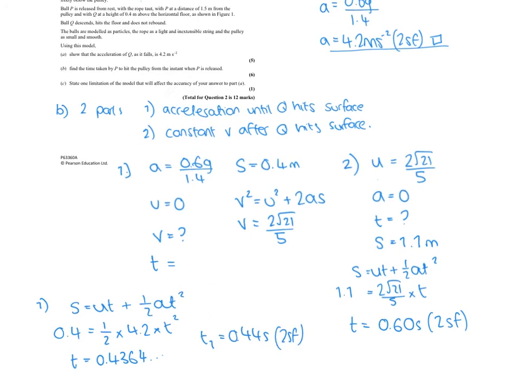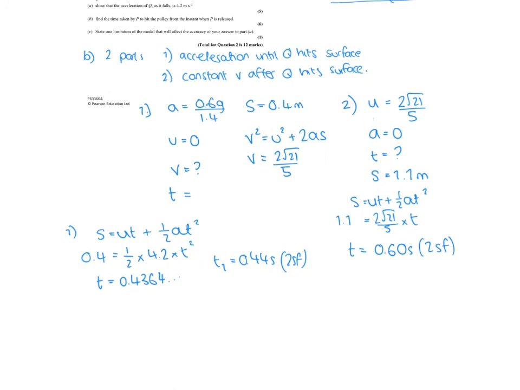So now we want to know what the total time is for part 1 and part 2. So part 1 is that initial acceleration, then Q hits the ground, then the thing just keeps gliding along because there's no friction. So it gives us 1.0 seconds to 2 SF.